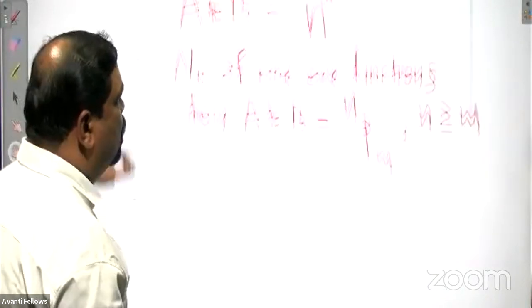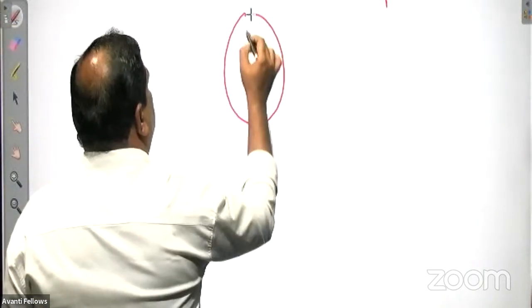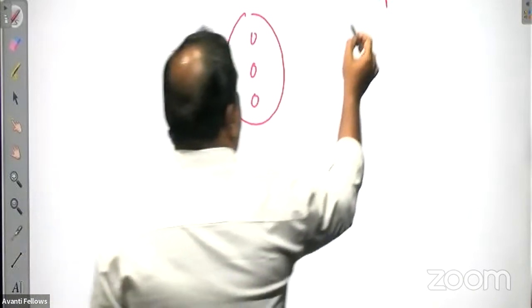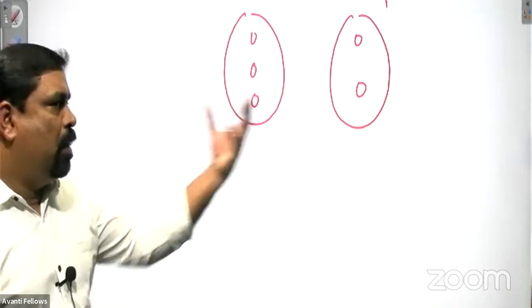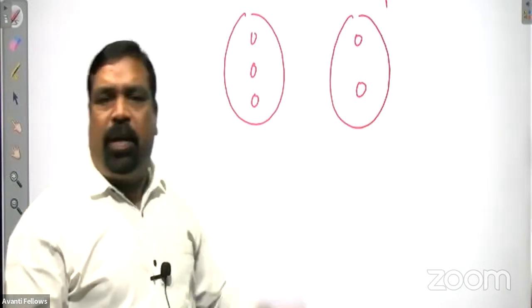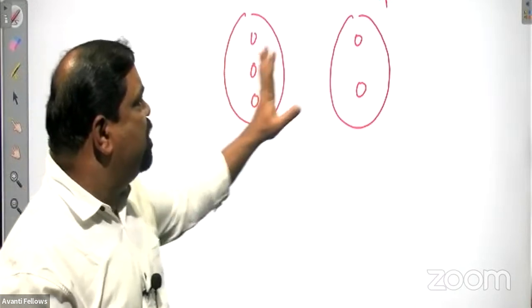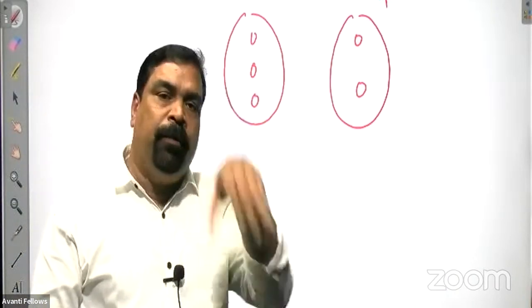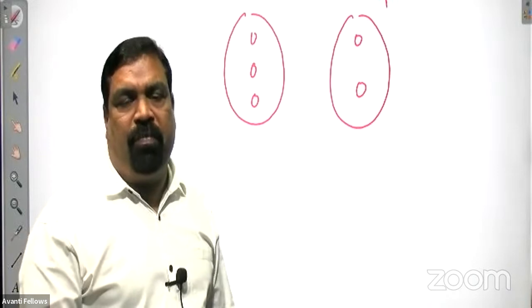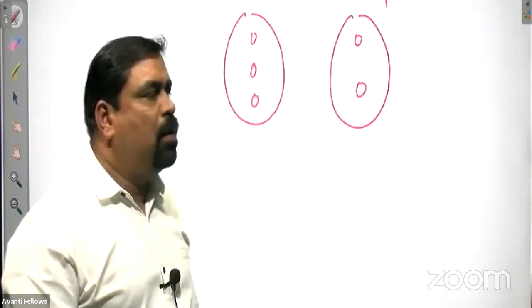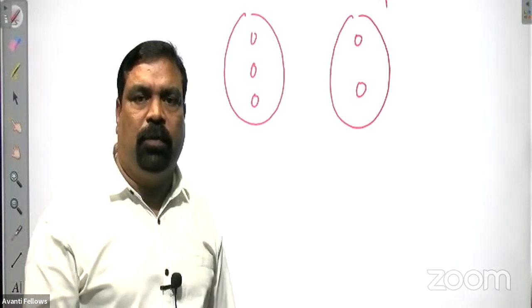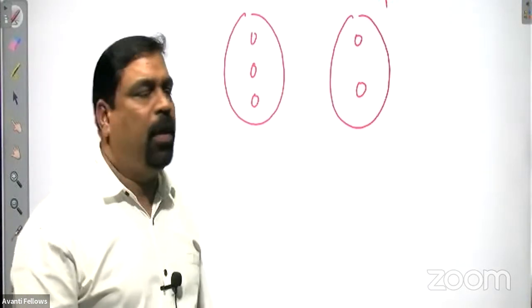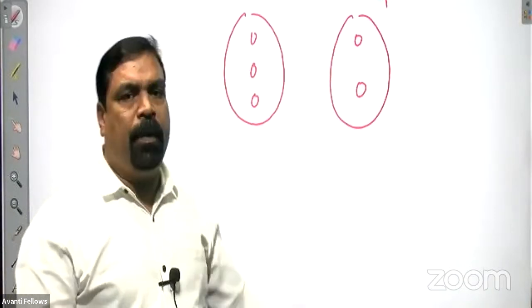For example, suppose a set A has 3 elements and set B has 2 elements. This kind of a question can be asked. Set A contains 3 elements, set B contains 2 elements. How many onto functions can be made from A to B?